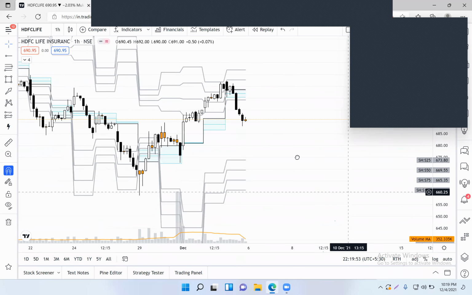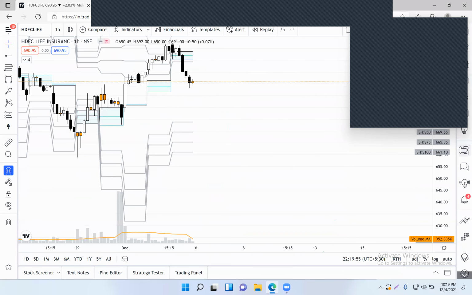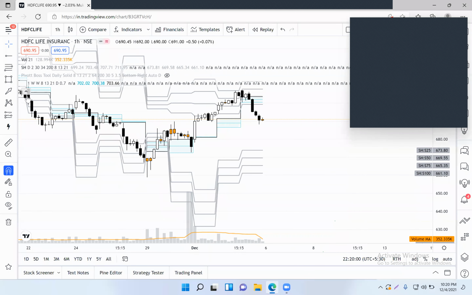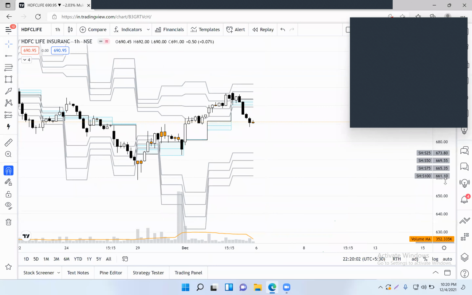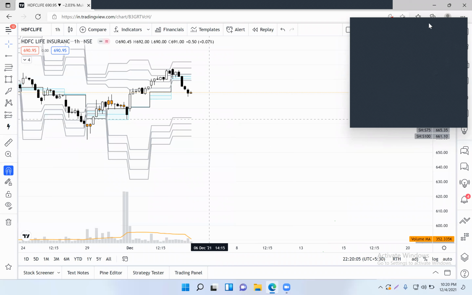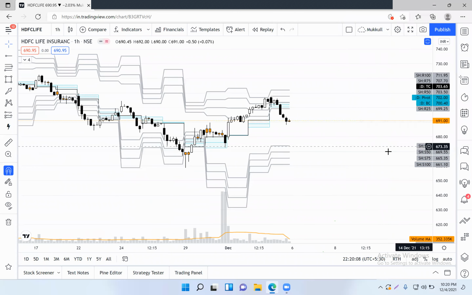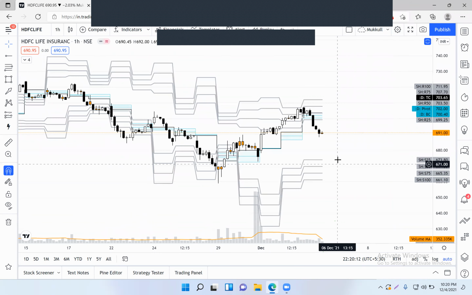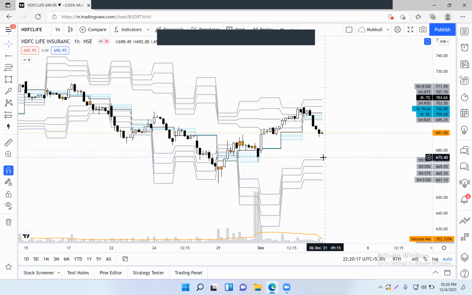So see, this is the HDFC Life chart, daily. HDFC Life is yet to come to this particular point. It can still come further down, because this will change on Monday. Maybe on Monday this will shift higher. That is why the sheet is showing you that it might just fall into the buying zone.